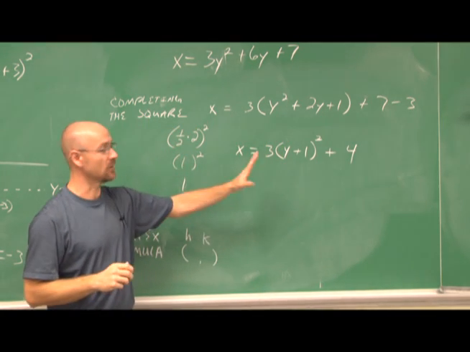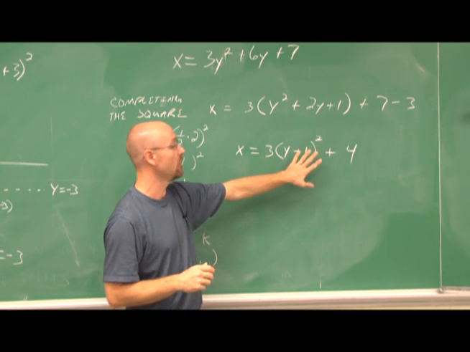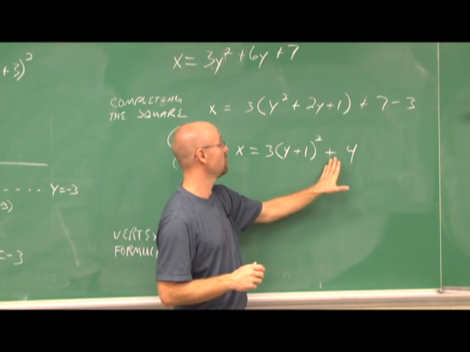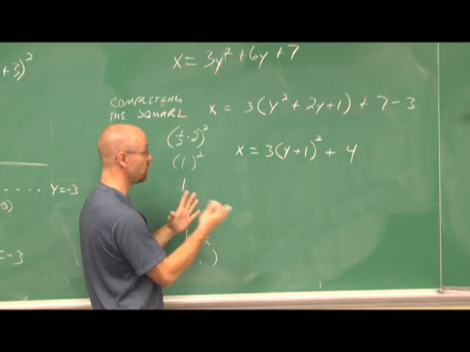And if we look at this, this is in standard form: a times the quantity y minus k, squared, plus h. So now I'm ready to put this all together.